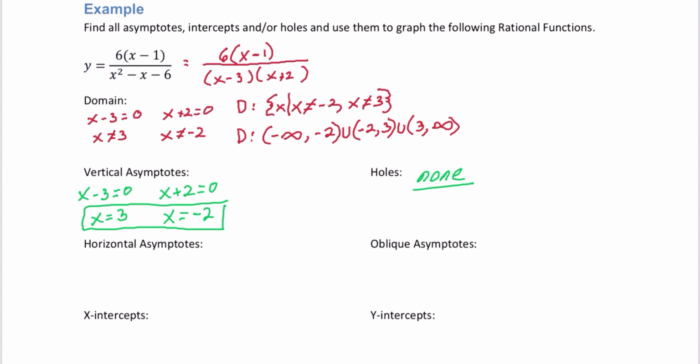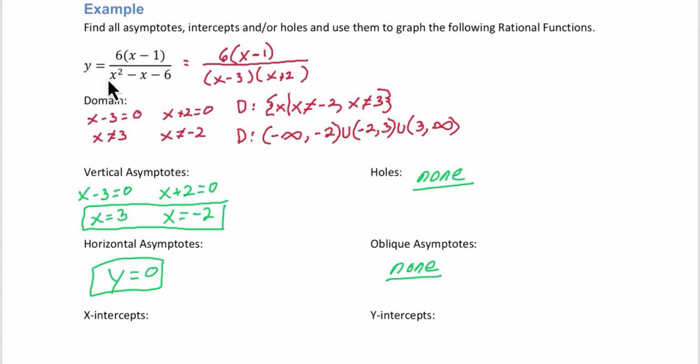To find horizontal asymptotes, we compare the degree of the top and the bottom. Notice the degree of the numerator is 1, the degree of the denominator is 2. Whenever the degree of the top is smaller than the degree of the bottom, the horizontal asymptote is automatically the x-axis, or the equation y equals 0. Since we have a horizontal asymptote, there will be no oblique asymptote.